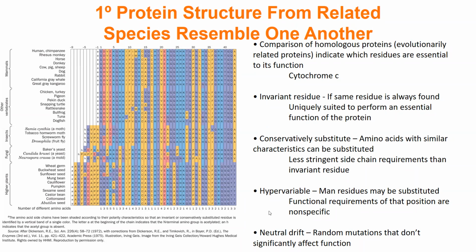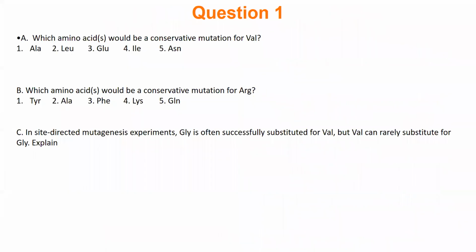Hypervariable means that the actual amino acid in that position is not all that important. All that is important is that you have an amino acid there. A good example is this line that I'm looking at where it's positive, negative, and polar. It's just a bunch of different amino acids, so it doesn't matter what goes there. That's where we ended on Wednesday, and so we're going to get right into it.